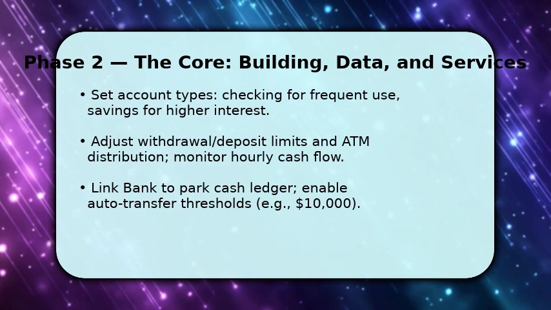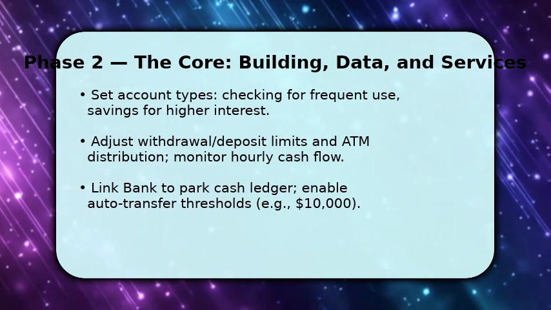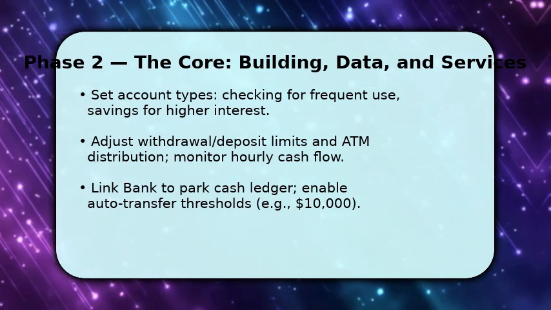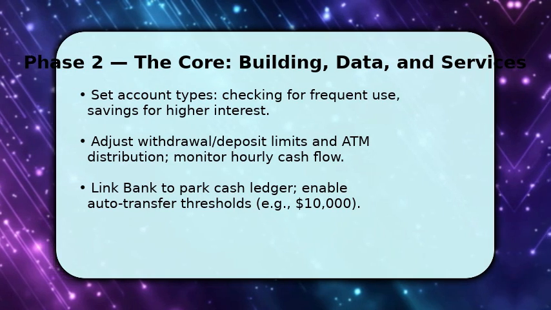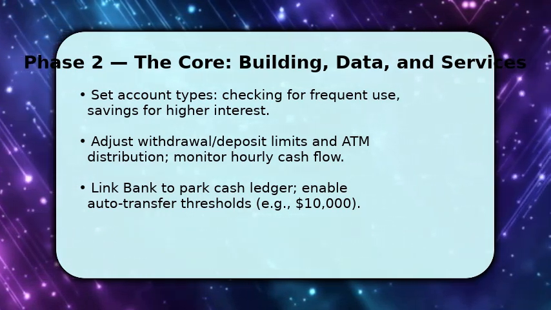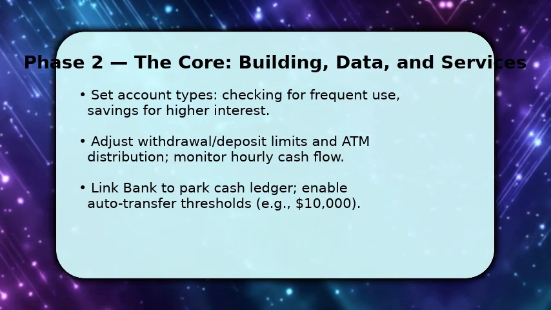Now you configure the core mechanics. Create account tiers like checking for frequent withdrawals and savings for higher interest, because that guides guest behavior. Then tune deposit and withdrawal limits and place ATMs where foot traffic peaks. This spreads load and prevents long queues.